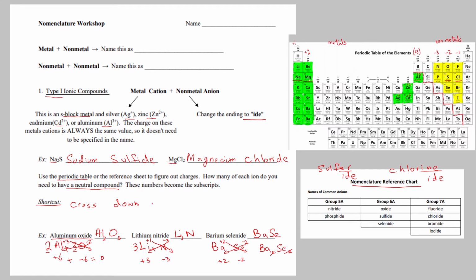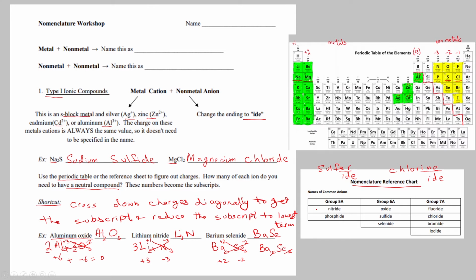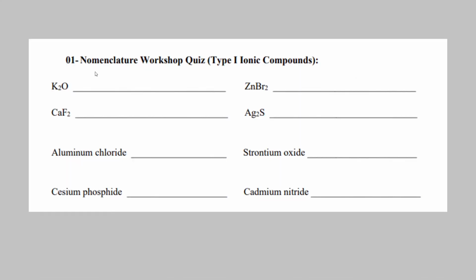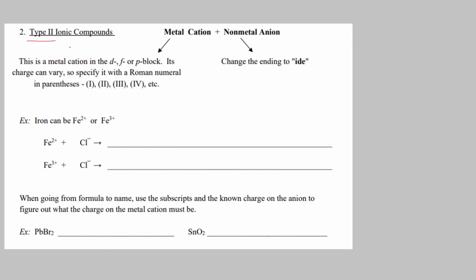So the shortcut rule is basically: cross down charges diagonally to get the subscript, then reduce the subscript to the lowest term. Now you can do this practice on your own, and to check your answer, you will be taking the quiz from Canvas. Let's see the rules for type 2 ionic compounds.